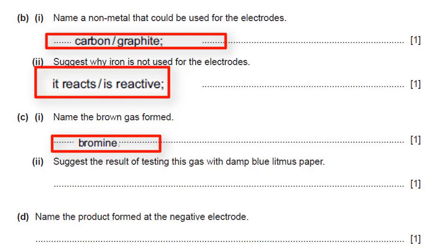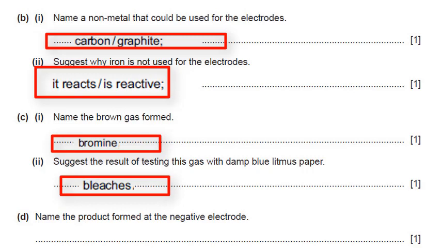C, II. Suggest the result of testing this gas with a damp blue litmus paper. You have to put in your mind, bromine is a halogen, same as the chlorine. So their effect is the same in the litmus paper. Both the bromine and chlorine bleach the litmus paper.